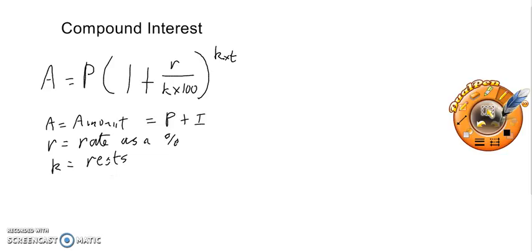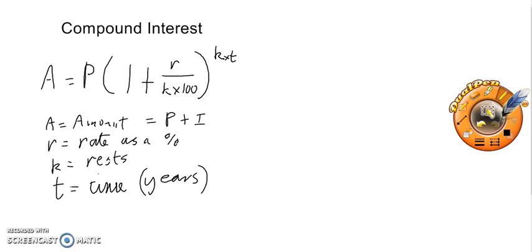Now K, we call it the number of rests. Really, that doesn't make a lot of sense to a lot of people. When we say the number of rests, we mean how many times it is compounded per year. So if it says compounded monthly, there's 12 months a year, that would be 12 rests. If it says compounded daily, there's 365 days a year, so that would be 365 rests, and that is what K is equal to. And T, same thing, is time in years. Sometimes, yes, we need to use fractions for T again as well.